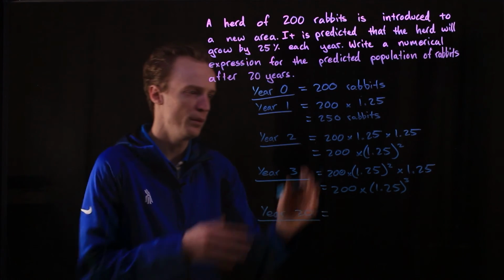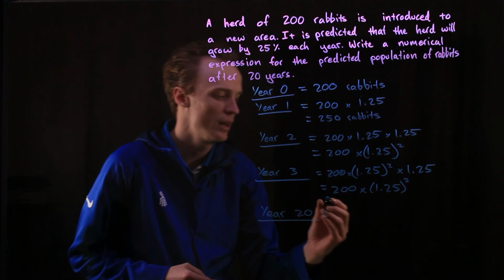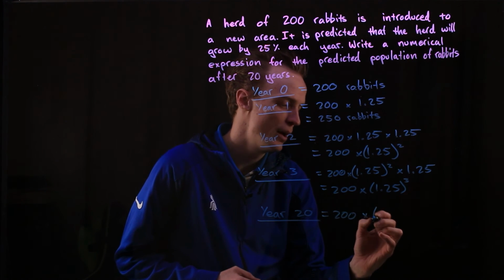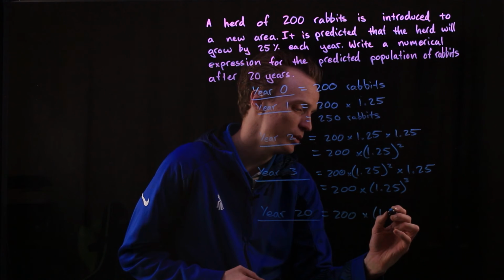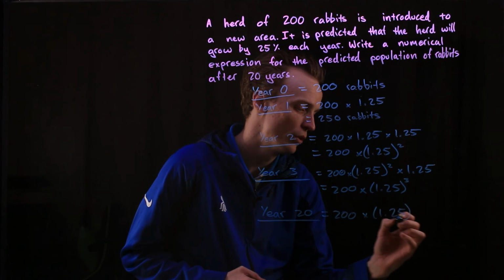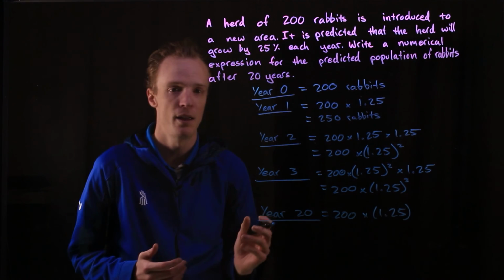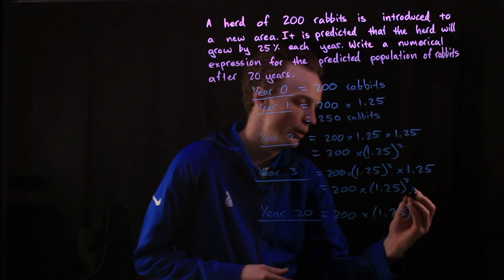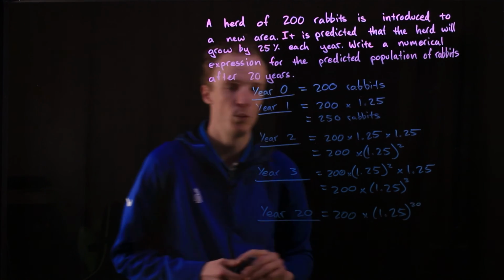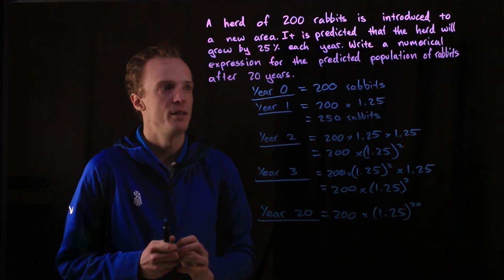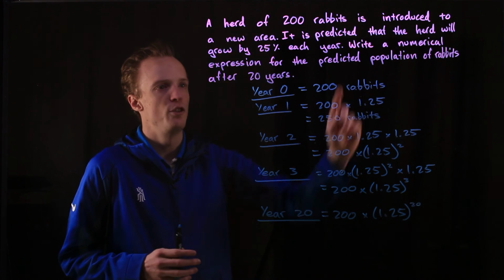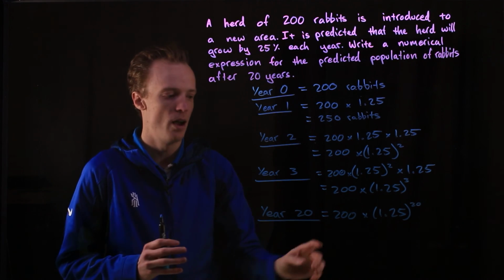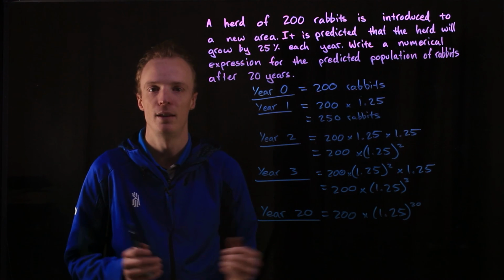Well, following this pattern that I can see occurring, we would take the initial population and we would multiply it by my 125% or 1.25, the amount that it's growing by, but we would put it to the power of the year. So it would be to the power of 20. And what we've now done here is we've written a numerical expression for the predicted population of rabbits after 20 years, just in here.